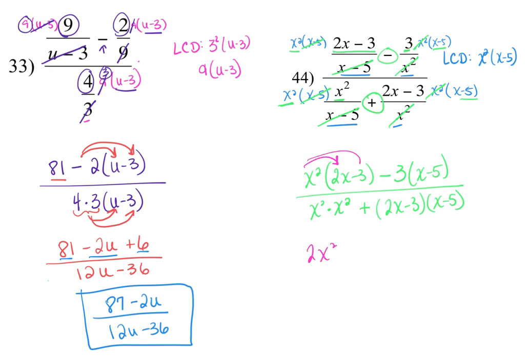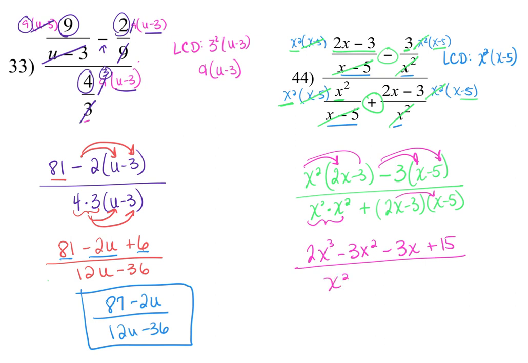X squared times negative 3. Negative 3 times x. And negative 3 times negative 5. All right, in the denominator, I'm going to combine these. X squared times x squared is x to the 4th. And then I'm going to FOIL this guy.